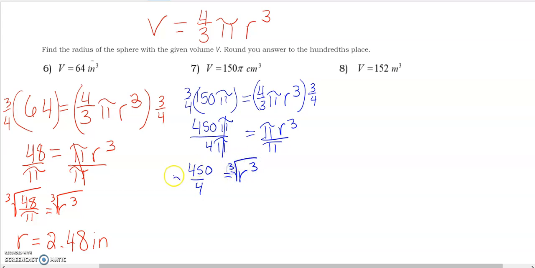And again, I'm going to take the cube root of this and work it into my calculator. So I'm going to use my parentheses and do 450 divided by 4 in parentheses. I don't want to round anything, I just want to leave it and then raise it to the 1/3 power. You'll find your radius will come out to 4.83 when rounded to the nearest 100th, and this would be centimeters.